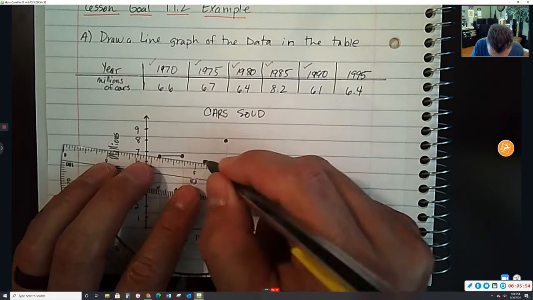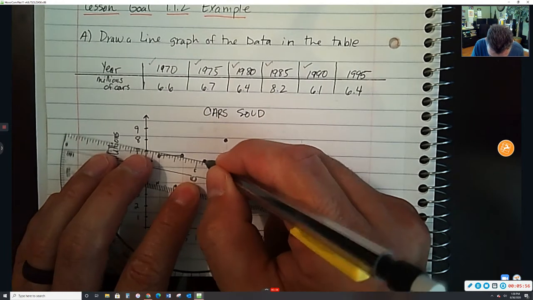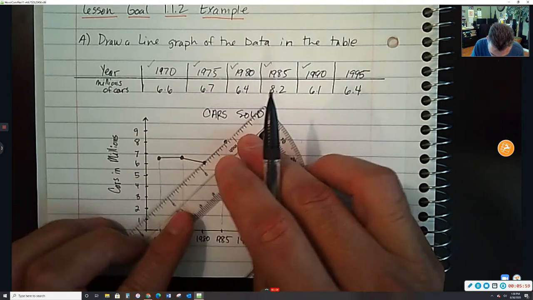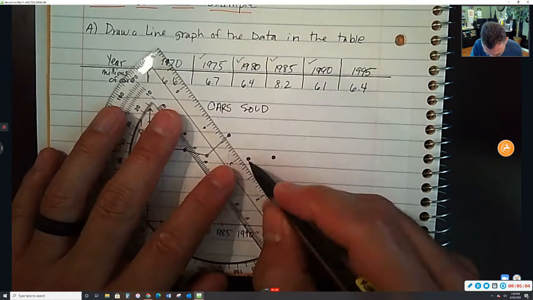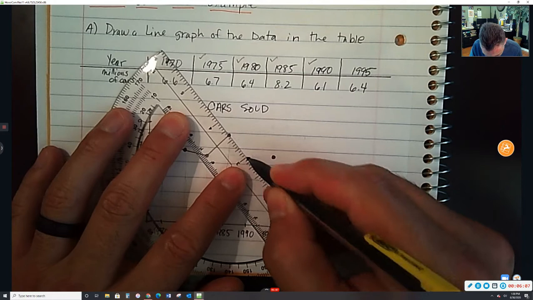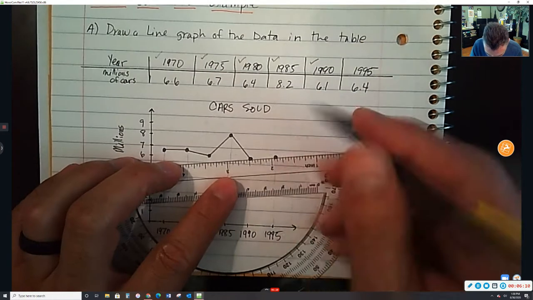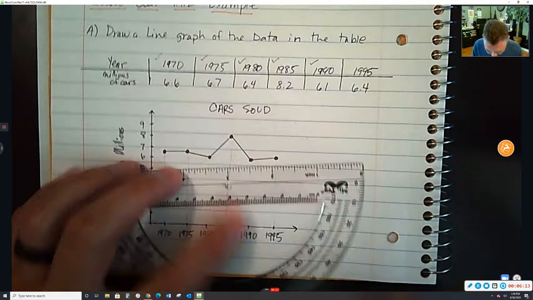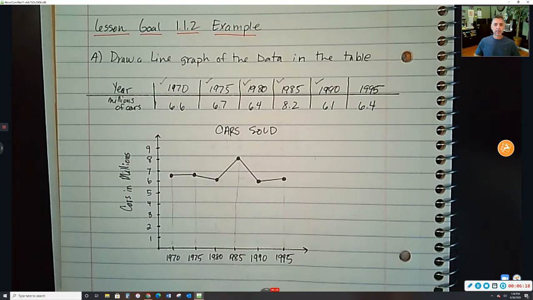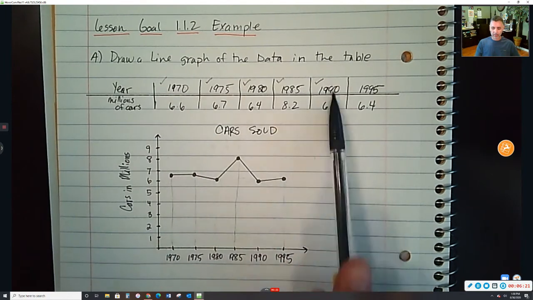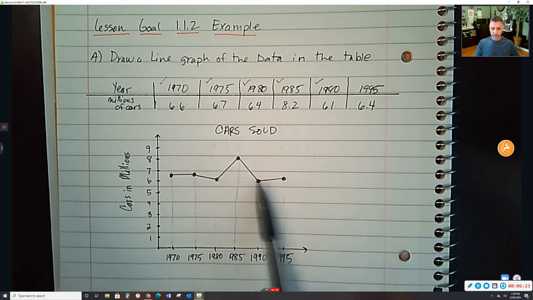So there's one. Looks like it dips down a little. Then it's going to go up. Then it goes back down. Then it goes up slightly. Okay. And that's it. I'm done with the examples. I got 1, 2, 3, 4, 5, 6 points on there. And that's it. So try the assignment, and if you have any questions, just ask while we're in our Zoom meeting.